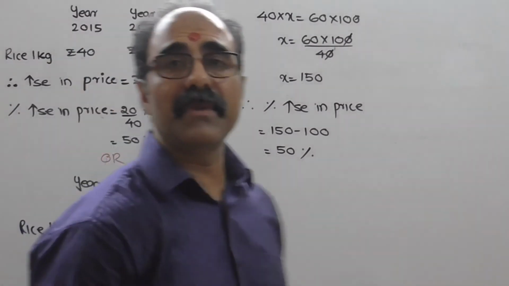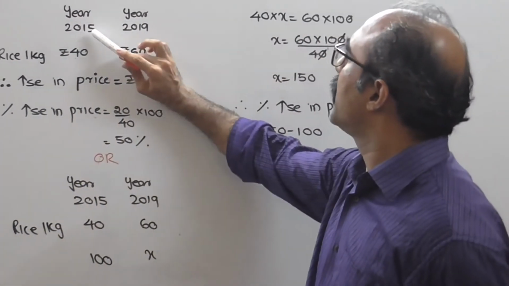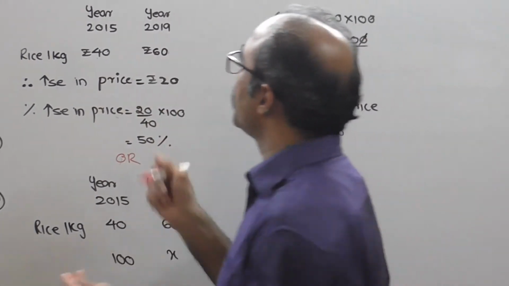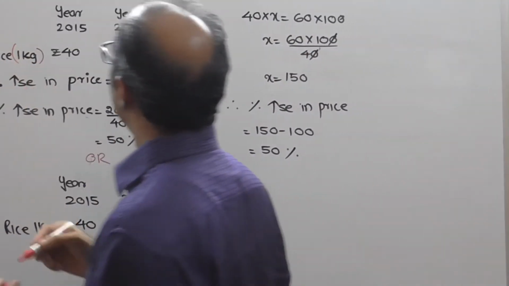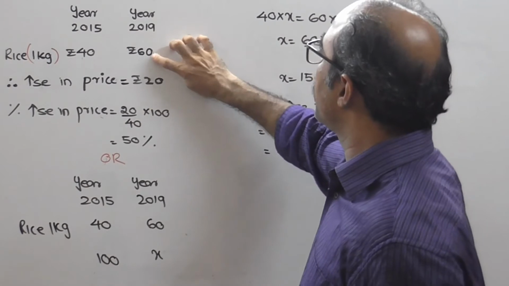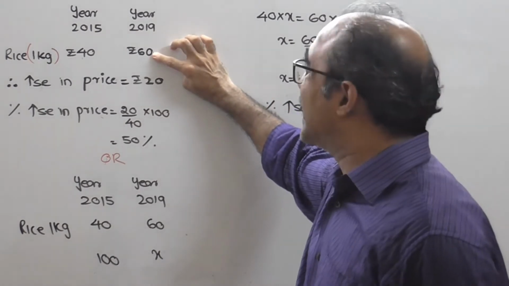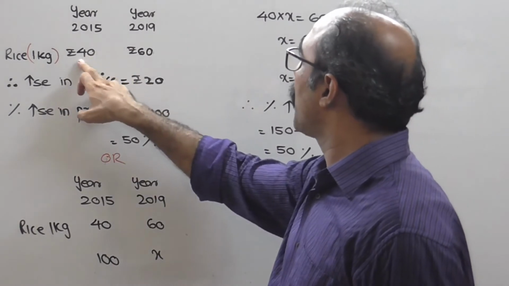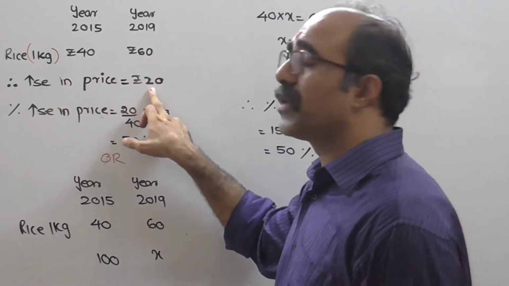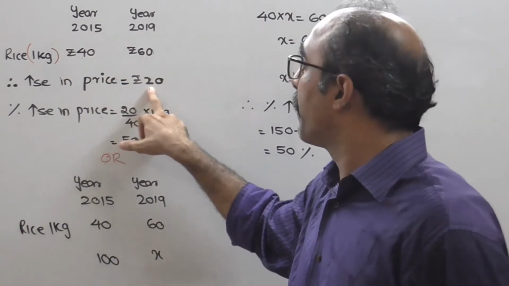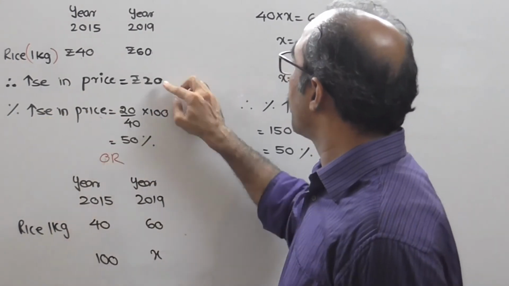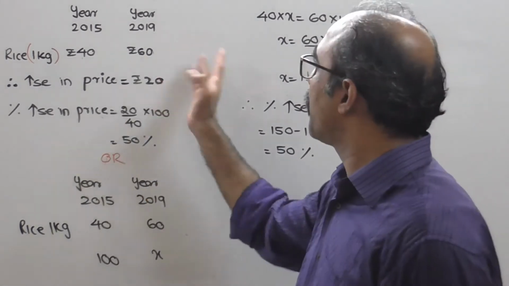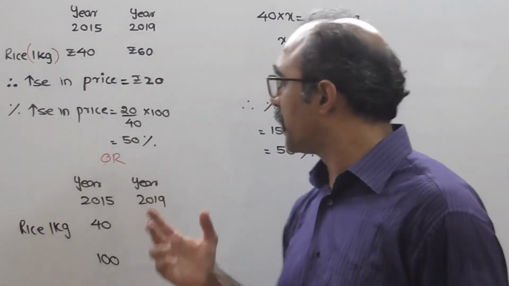Let's understand this with the help of an example. In the year 2015, the price of 1 kg of rice is rupees 40. And in 2019, the price of 1 kg of rice has become 60. So what is the increase in price? Originally it was 40, now it has become 60, therefore the increase in price is how much? 20. So percentage increase in price will be 20 divided by 40 into 100, that is equal to 50%. That means the price has increased by 50%, common sense.